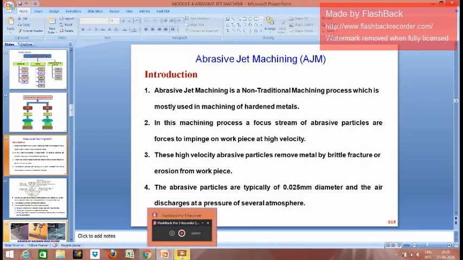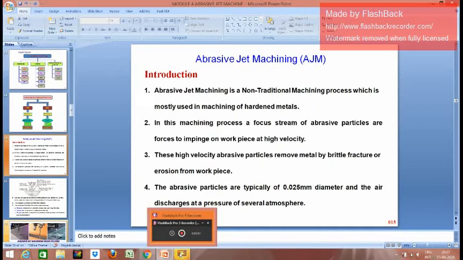Hello students. Now in this class we will be proceeding to AJM. In the previous class we had already discussed NTM, the difference between traditional machining and non-traditional machining, and even the classification of the NTM processes. So now we will be moving to one part of NTM which operates by a mechanical way of machining. Under that part, abrasive jet machining is one of the very important machining processes which we are going to discuss in further detail in this class.